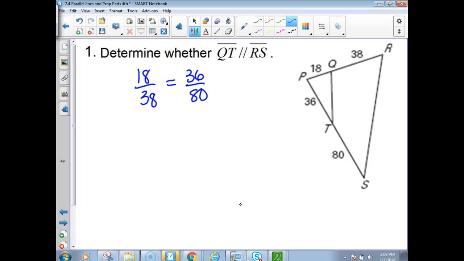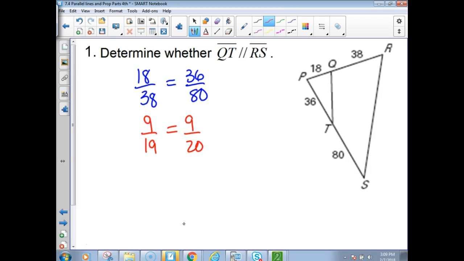Now, these numbers are larger. You may wish to use your calculator to reduce them. I'm going to do it with facts. 18 is divisible by 9, and I can cut 18 in half, and I can cut 38 in half. So I'll get 9/19. 36 and 80, I can divide them by 4, and that would be 9 over 20.